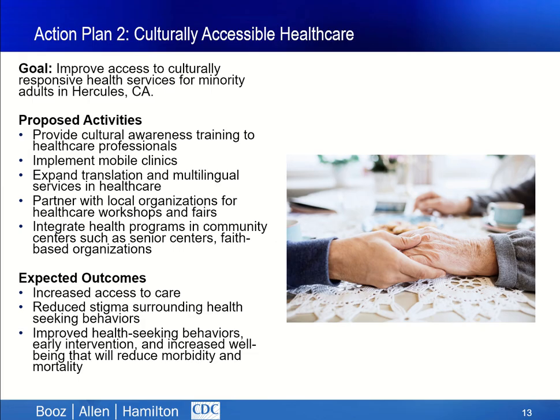Action Plan 2 is for increasing healthcare access to adult minority populations by implementing culturally responsive services. Proposed activities to increase access are to provide access that is culturally appropriate and address language barriers by providing cultural awareness training to healthcare professionals, implement mobile clinics, expand translation services by providing multilingual formats, hold healthcare workshops in community settings by partnering with local stakeholders, and integrate healthcare programs in community settings such as senior centers.